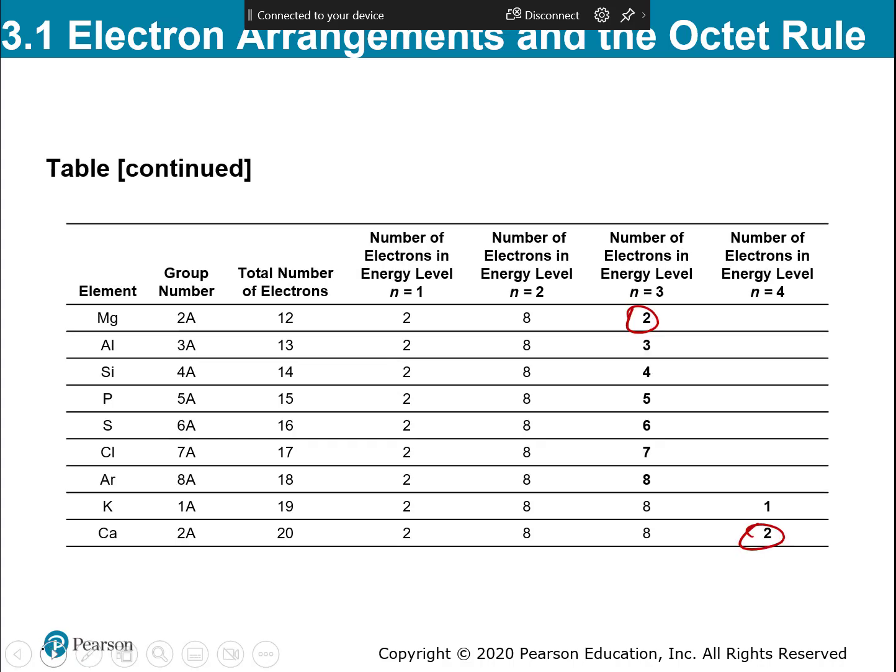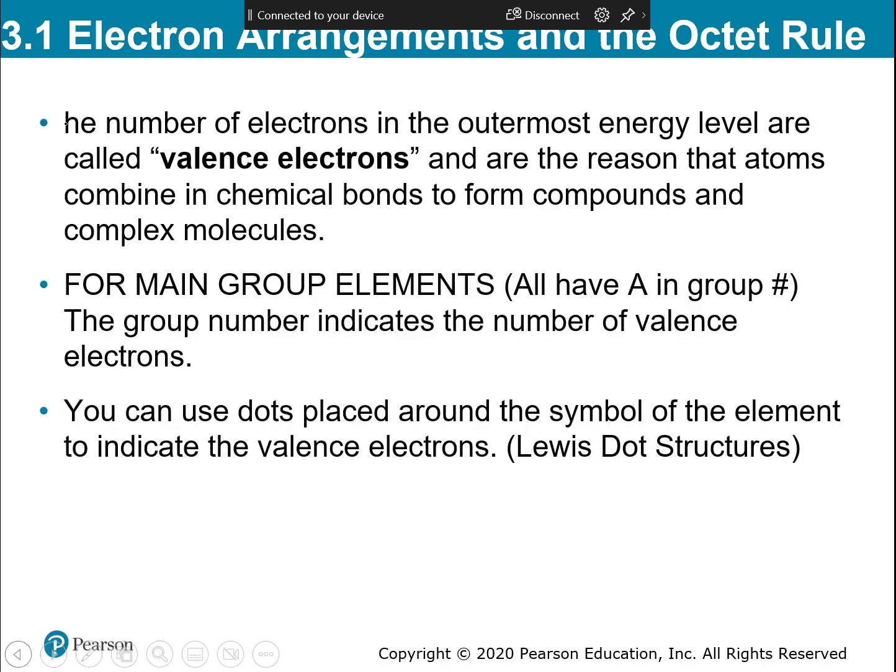So the ones we work with the most is through calcium, right? 1 through 20. So those are elements 1 through 20. They're all still part of what they call the main group. It's the first 2 columns and the last 6 columns. So in those, what they found, the number of electrons in the outermost energy level, they call them valence electrons.